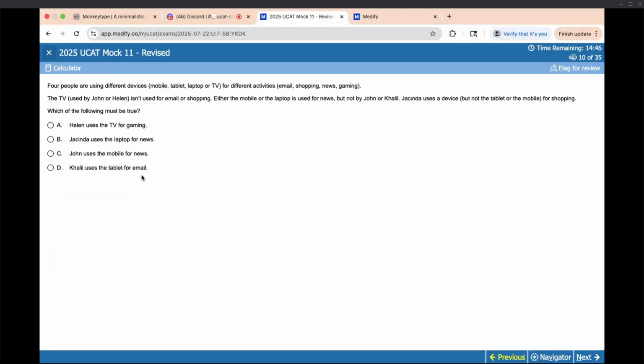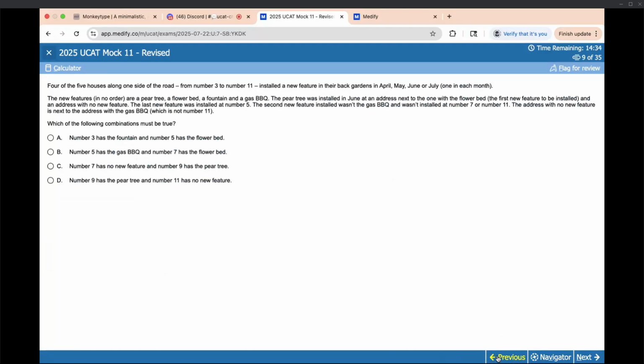Sure, okay, okay. Fuck, this is long. So in last month, so it has to be. So the number 5 was installed in July, and the pear tree was June 9 or 7. So it has to have addresses. So it's 3, it's 5, 3 through 7 June, or so could be reversed as well.